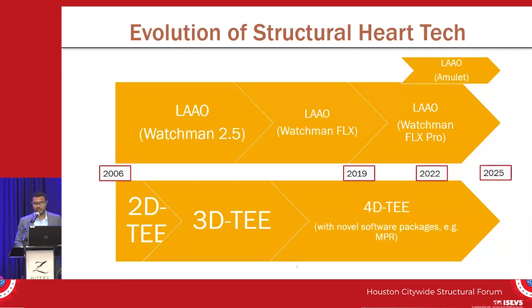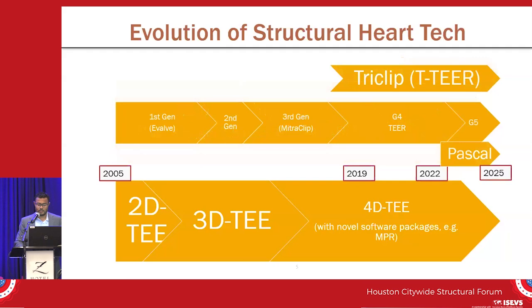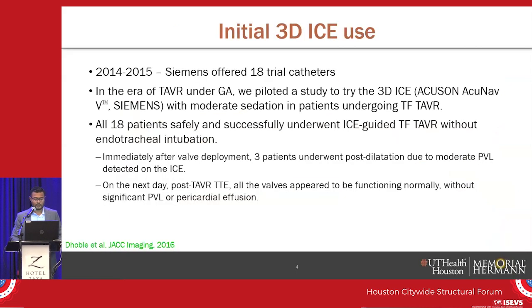Similarly, there was advancement from 2D TEE to 3D TEE, then to 4D, which is time dynamic TEE, with new software packages along with that. Then came the MitraClip and the TriClip. MitraClip evolved from first generation to the fifth generation. We have G5 now. In fact, we just did a case earlier this week. Alongside also came the Pascal. This all required evolution of the imaging because all these procedures are imaging related.